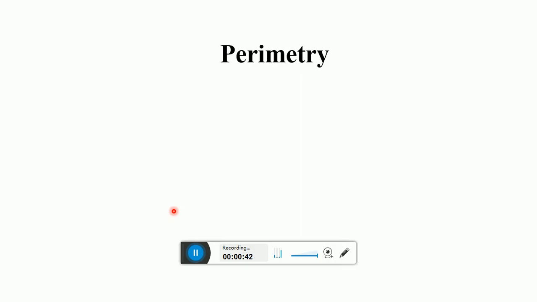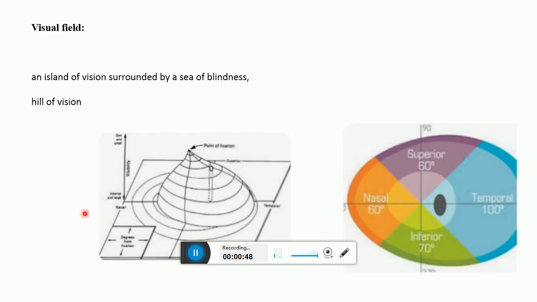Before perimetry, we should know about the visual field. As you know, perimetry is the measurement of visual field, so we should know the visual field first. Visual field is defined as the part of the environment that is visible to the steadily fixing eye. The extension of the visual field is shown in this diagram.